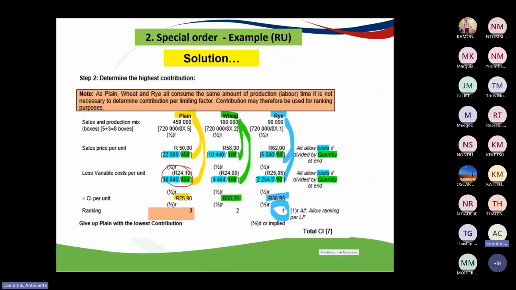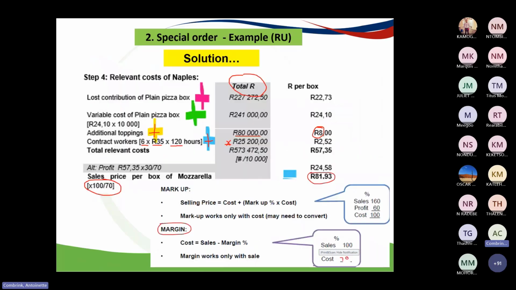Then we're going to use the cost equals sales less margin, and that is the method that's going to be 10 times 100. What you want is the sales price divided by what you have, which is the cost over 70. So make sure that you revise what is the difference between markup and margin so that you don't get confused here.